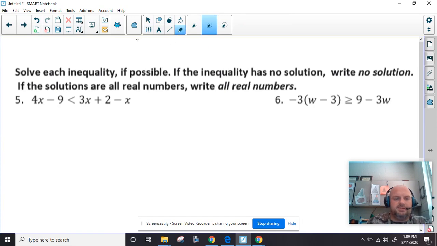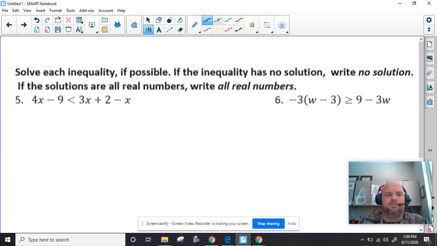Now, this is where we want stuff on the left-hand side. We go through our same steps, combine like terms, all that other stuff. Right here, this is good. This 4x minus 9 is good. It's right there. Over here, I've got a like term here and here.